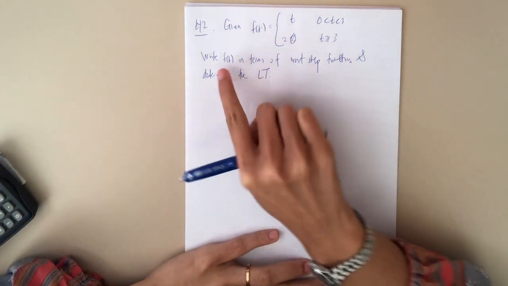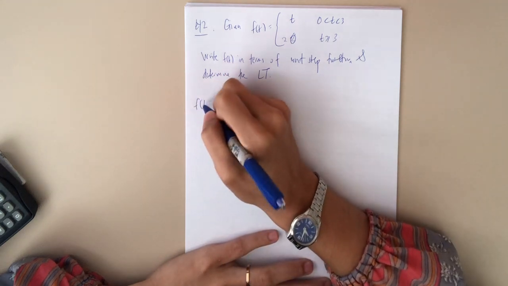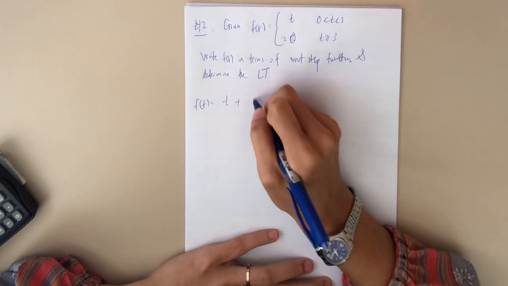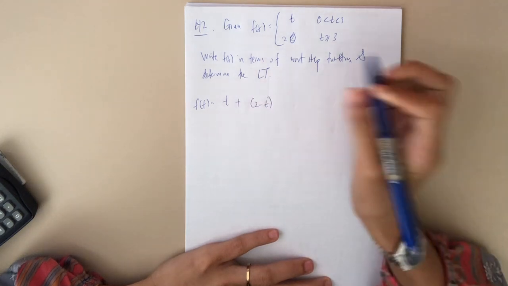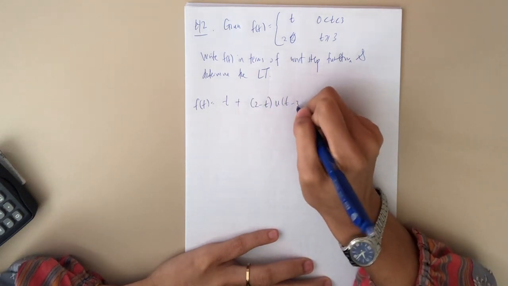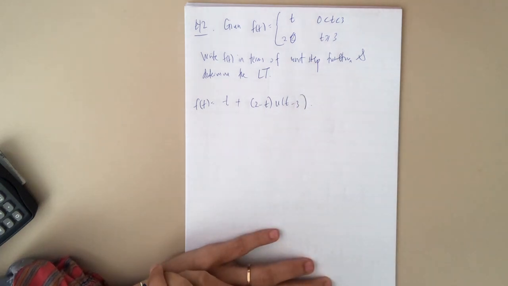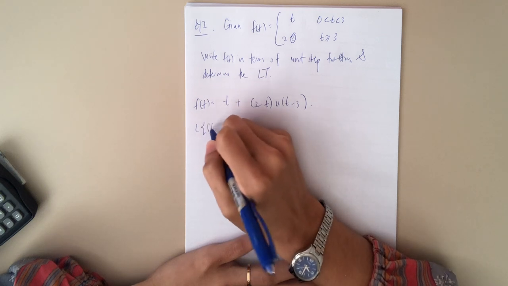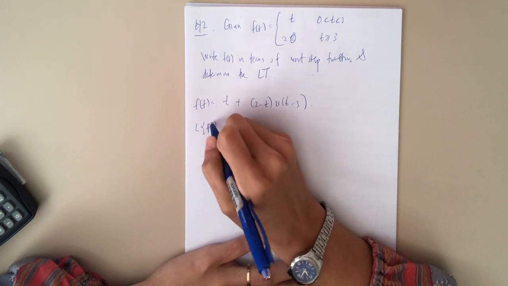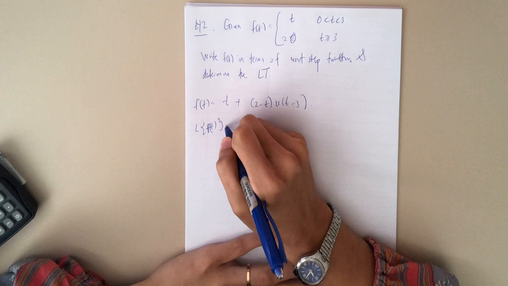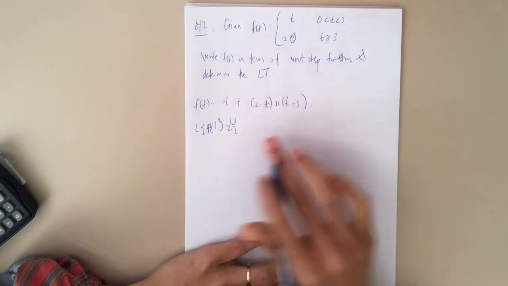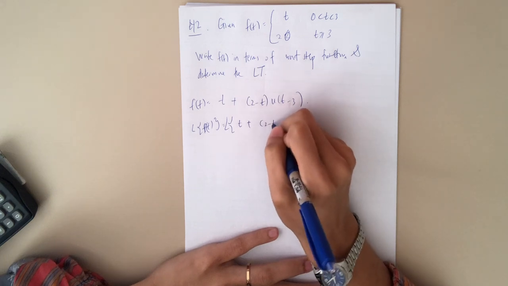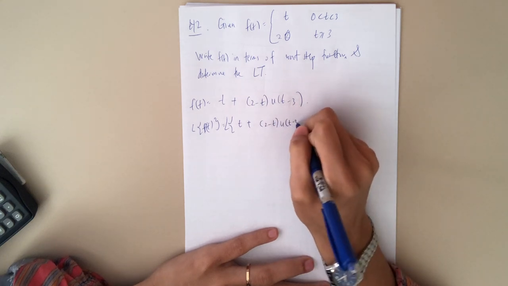So we write the f(t) first. Your f(t) will be t plus (2 minus t) times u(t minus 3). Okay, done for the first one. The second one is you need to solve it. What we do before: the Laplace transform inside here is the whole thing, t plus (2 minus t) u(t minus 3).